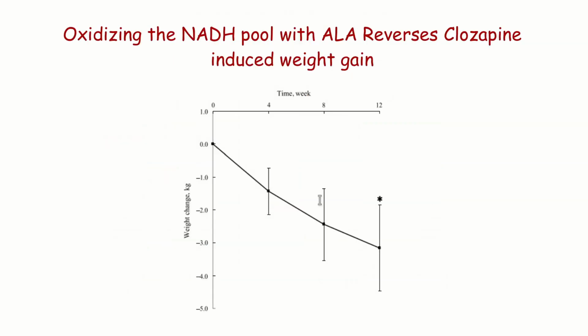They gave them alpha lipoic acid, and over 12 weeks, you have this fairly steady and somewhat dramatic drop in weight. So that's 3 kilograms in 12 weeks. That's about 7 pounds. They're still taking the Clozapine, but now you give them the ALA, you oxidize that NAD pool, and some of that weight gain starts to be reversed.